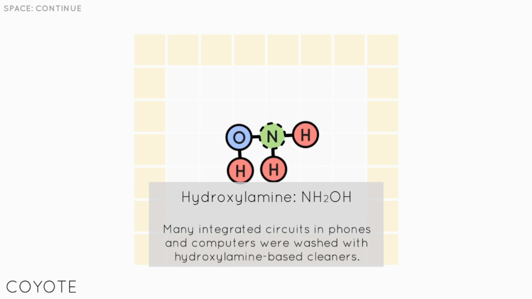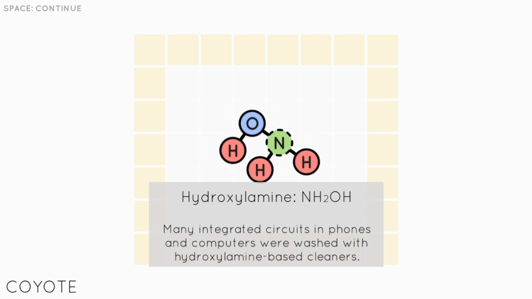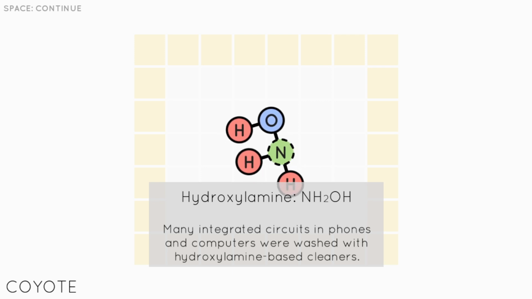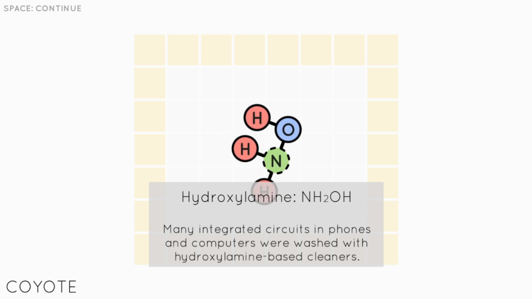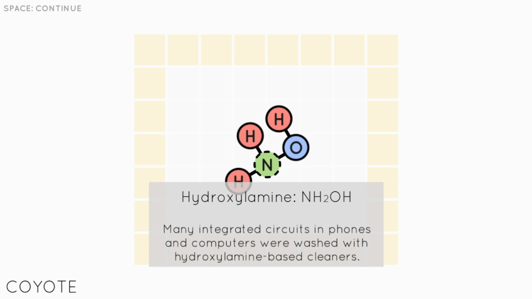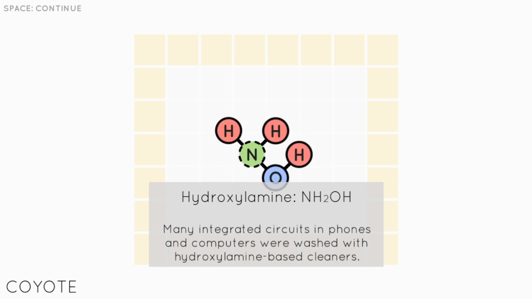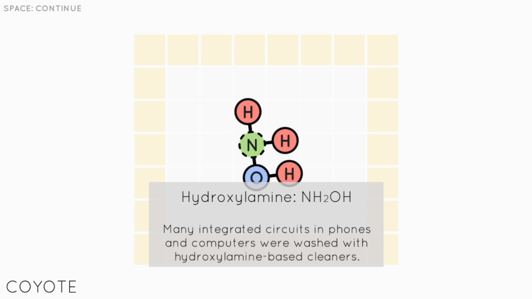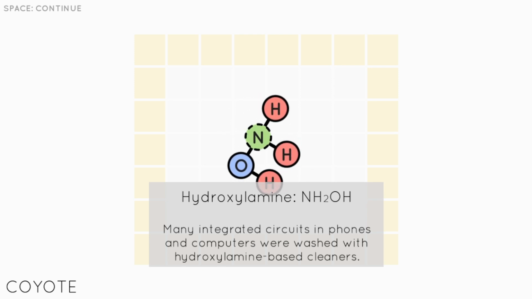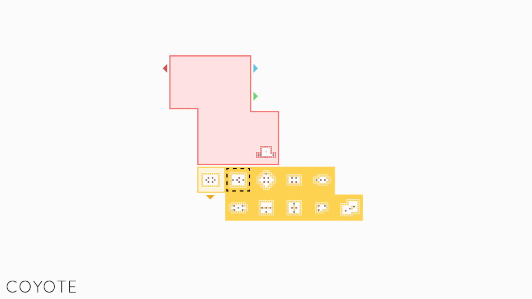Hydroxylamine. Yeah, it's called hydroxylamine. That's a really interesting name. I can see why though, because the amine is the NH2 group, and the OH group, which is supposed to be an alcohol, is actually called a hydroxyl group if it's not the main one. Alright, many integrated circuits in phones and computers were washed with hydroxylamine based cleaners. Not water, because water contains unwanted minerals which can damage things.